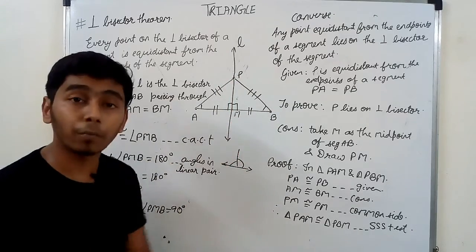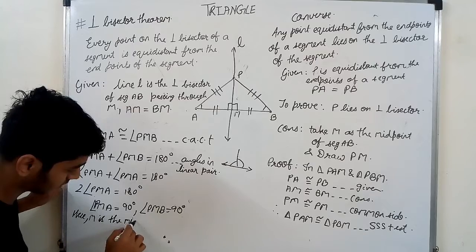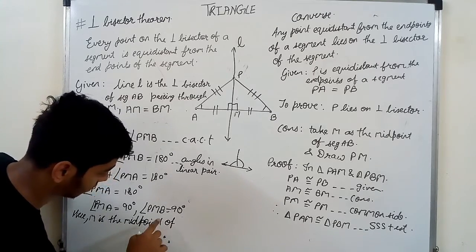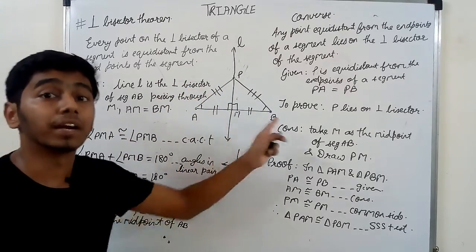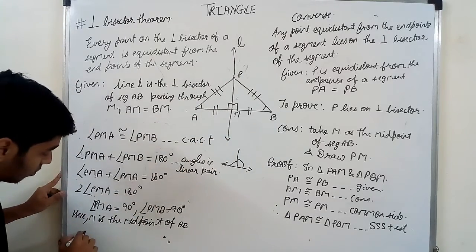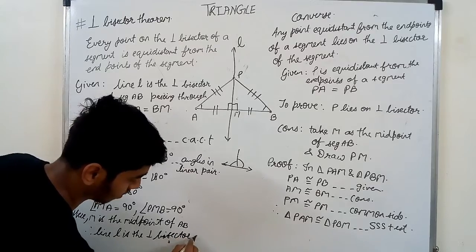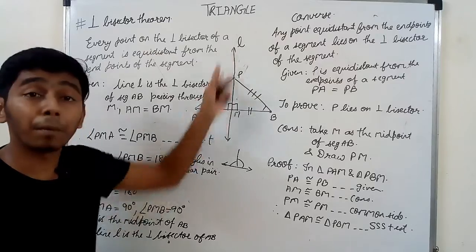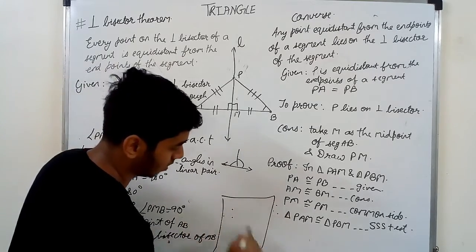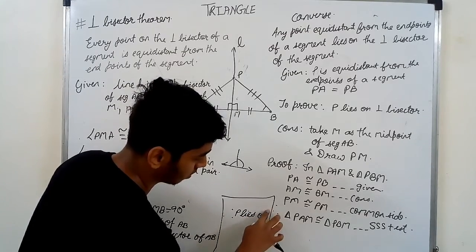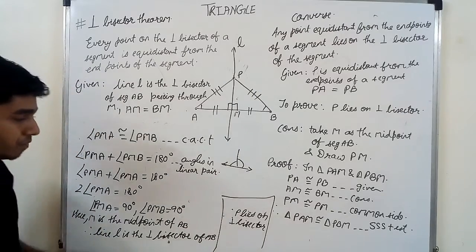Perpendicular, but M is the midpoint. So here we'll also say M is the midpoint of AB. Yes or no? Therefore line L is the perpendicular bisector of AB. Therefore, if this is a perpendicular bisector, if you remember, P is on the perpendicular bisector. So therefore we can say the last part, therefore P lies on the perpendicular bisector. Okay, so I hope you have understood this.